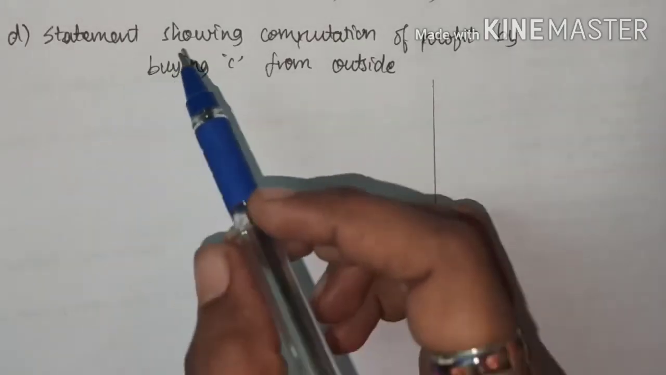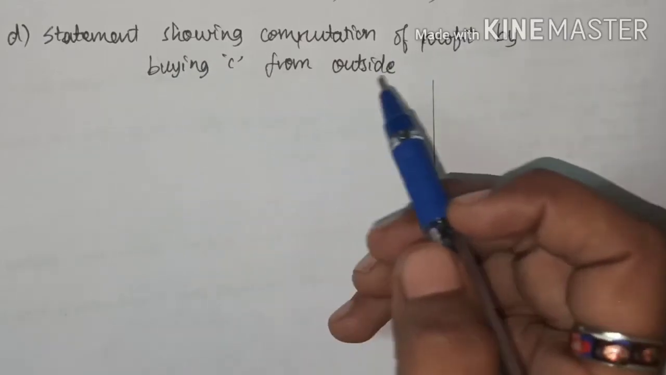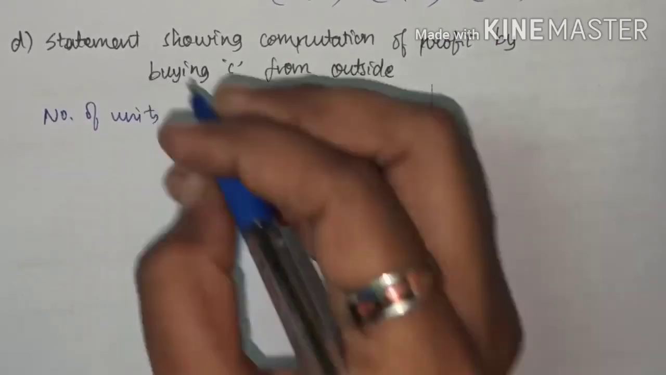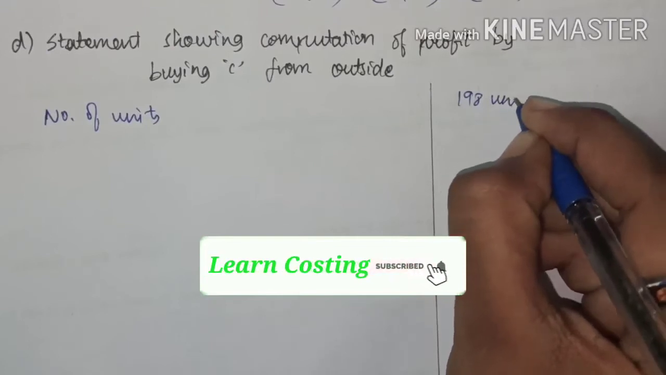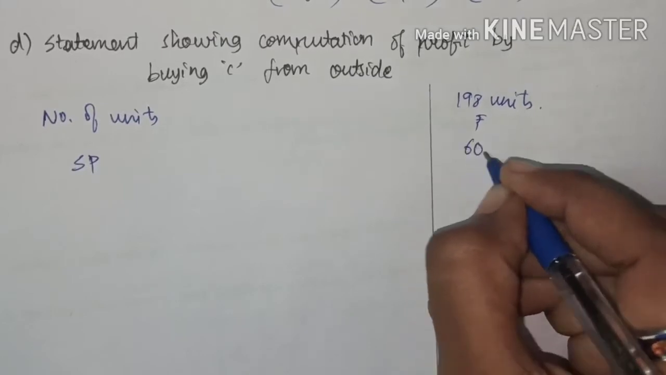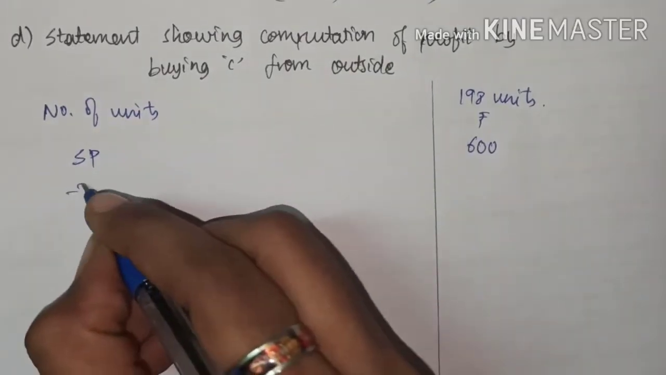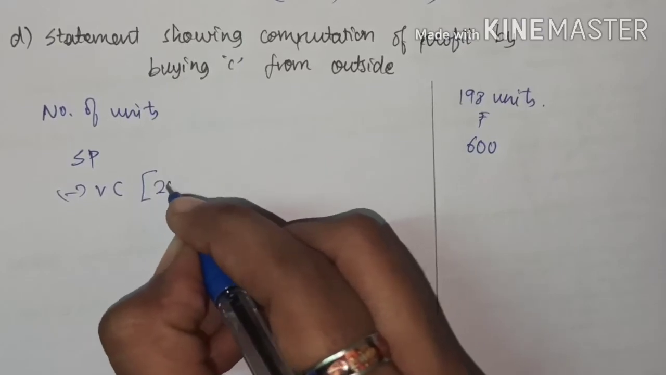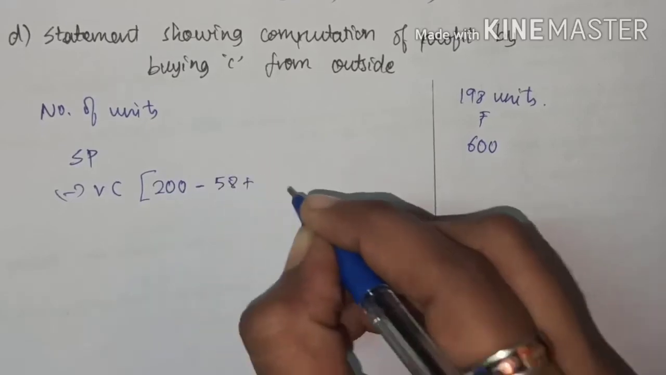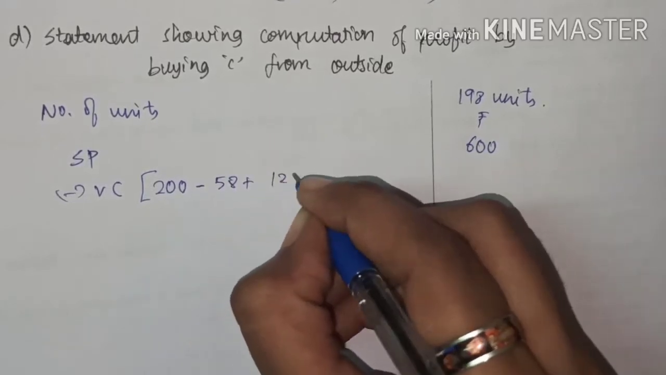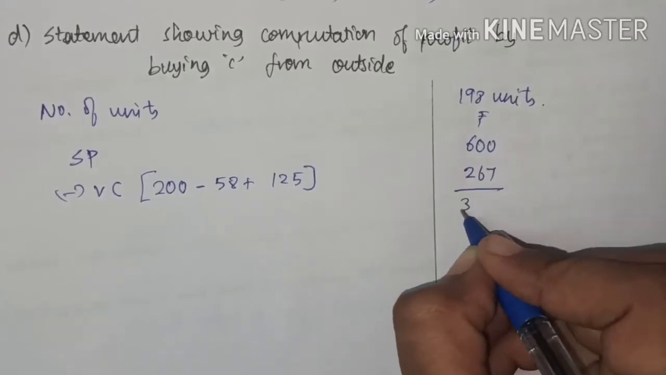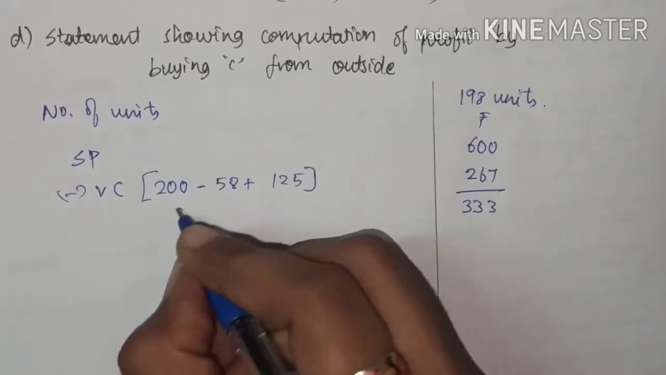Fourth question is we have to compute the profit by buying C from outside. Number of units is 198 units and selling price is 600. Variable cost is, the total variable cost is 200 minus the variable cost of C, which is 58, plus the buying cost of C, that is 125. Totally 267 and the contribution is 333.